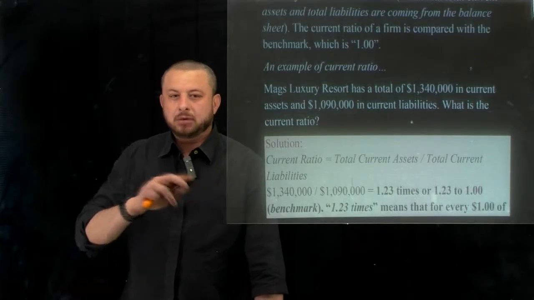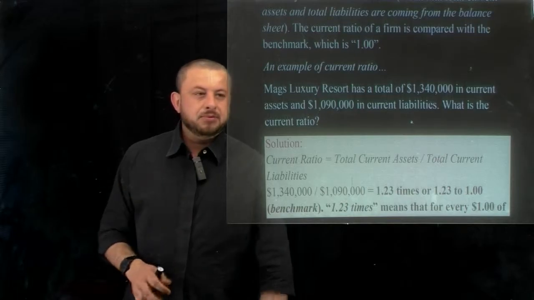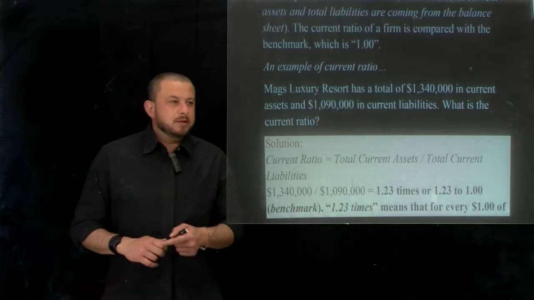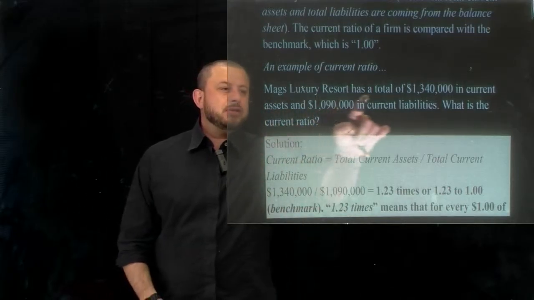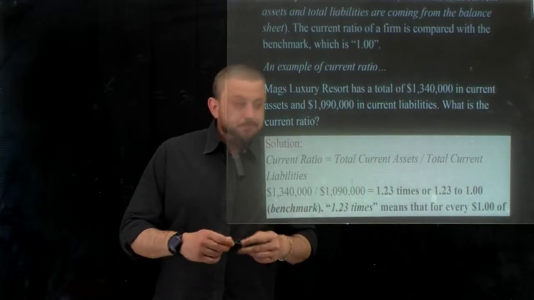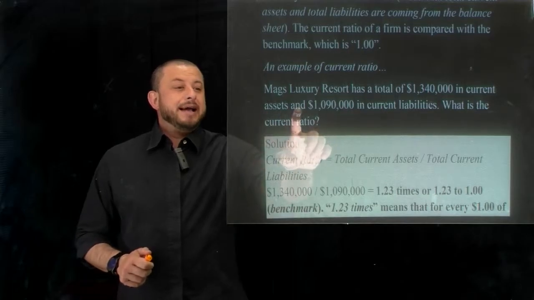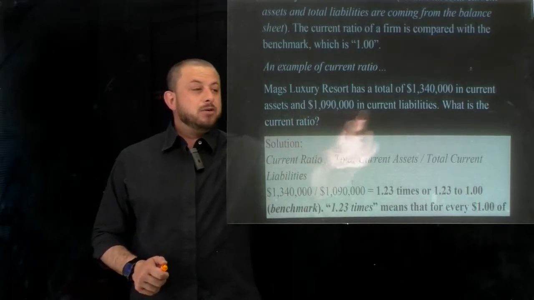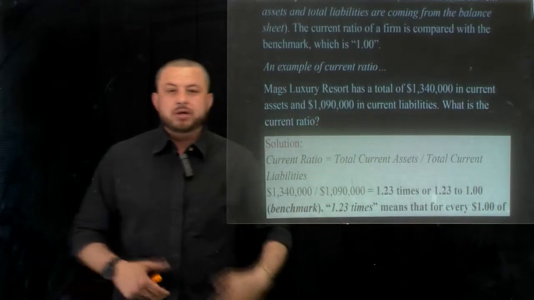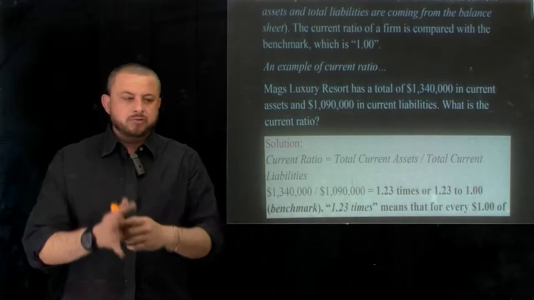Take a look at this. I will elaborate more using the examples. Mag's Luxury Resort has a total of $1,340,000 in current assets and $1,090,000 in current liabilities. What is the current ratio? Guys, very straightforward question. What is the current ratio?